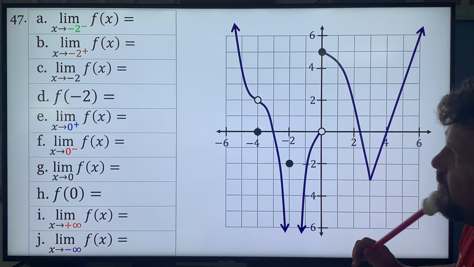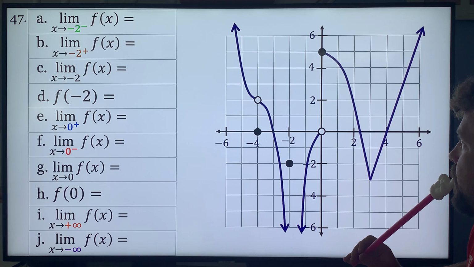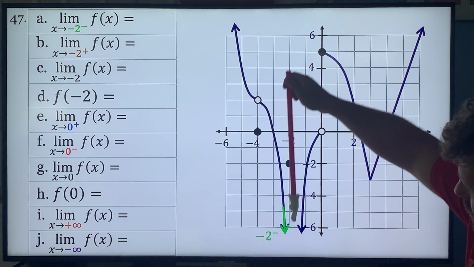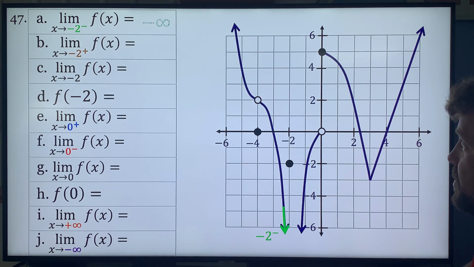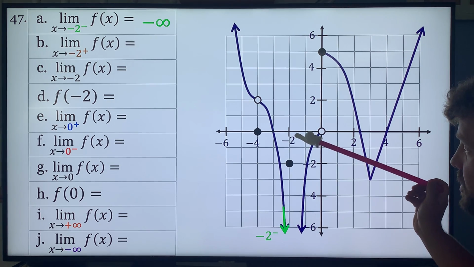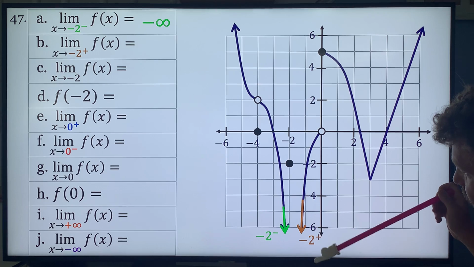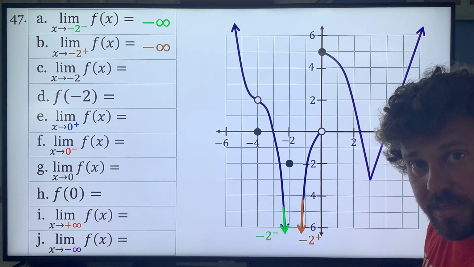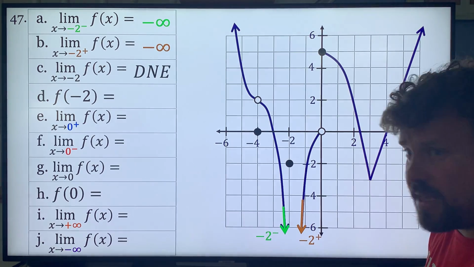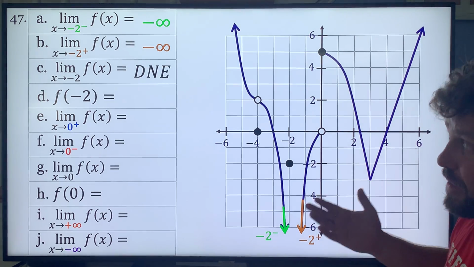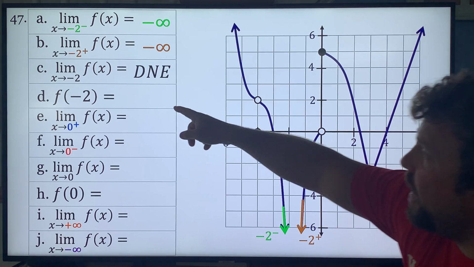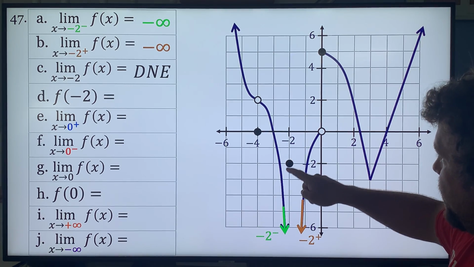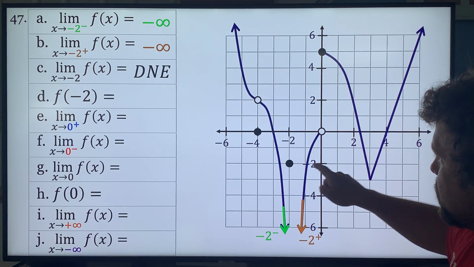47. The limit of f of x as x approaches negative 2. As you approach negative 2 from the negative, what's our graph doing? It's going down, and it's going down to what? Negative infinity. As you approach negative 2 from the positive, it's going down, and it's going down to negative infinity. Therefore, my limit is what? DNE. Yes, unbounded behavior, DNE. What's my actual value at negative 2? Well, here we go. At negative 2, my actual value is negative 2.